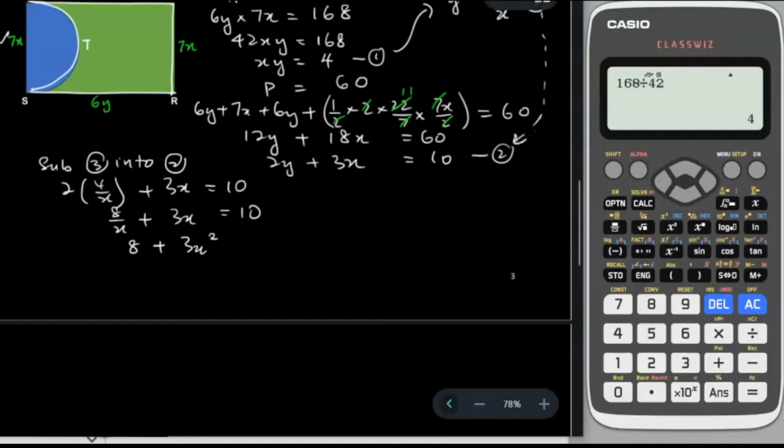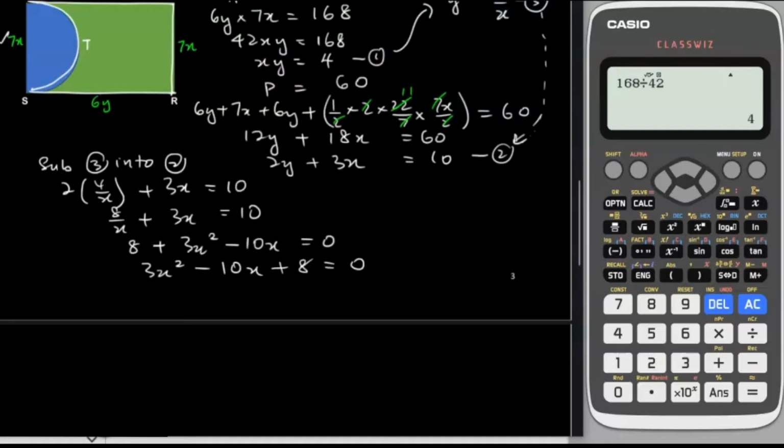Then after that, this 10 times x is 10x. So when I move to the left side, it becomes negative 10x, equals to 0. So now we rearrange this. So 3x squared comes first, and after that negative 10x, then after that plus 8, then equals to 0. So now we're going to factorize this into two brackets. So we factorize this.